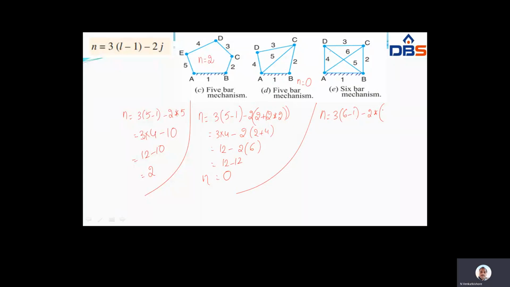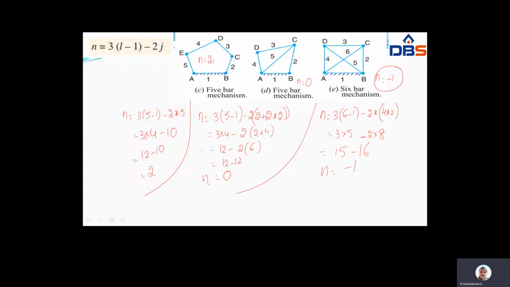So 4 ternary, 4 into 3 into 5, minus 2 into 15 minus 16. So n is equals to minus 1.